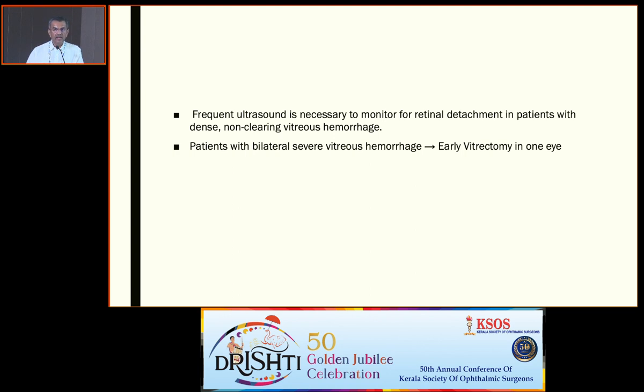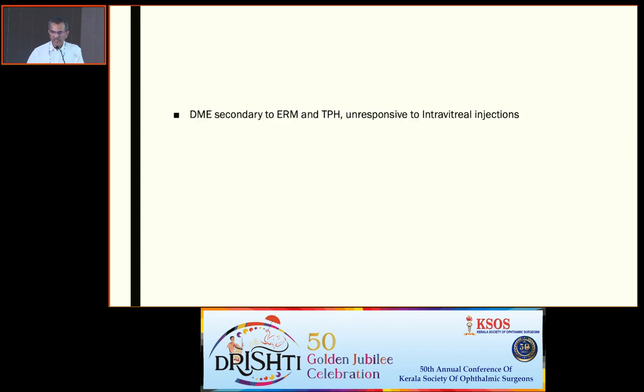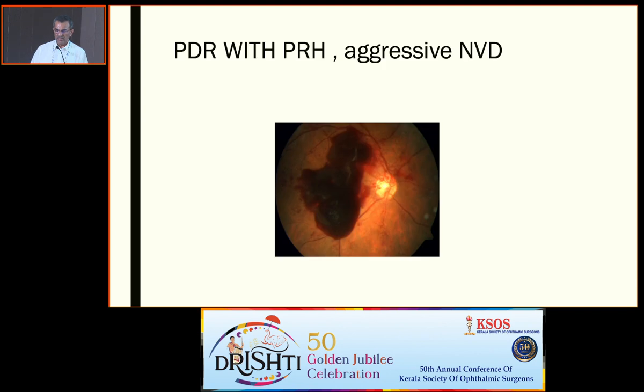And patients with bilateral severe vitreous hemorrhage, you can't wait. Obviously, you have to operate at least one eye to restore the vision and make the patient ambulant. DME secondary to ERM and taut posterior hyaloid, unresponsive to intravitreal injections, needs surgery.